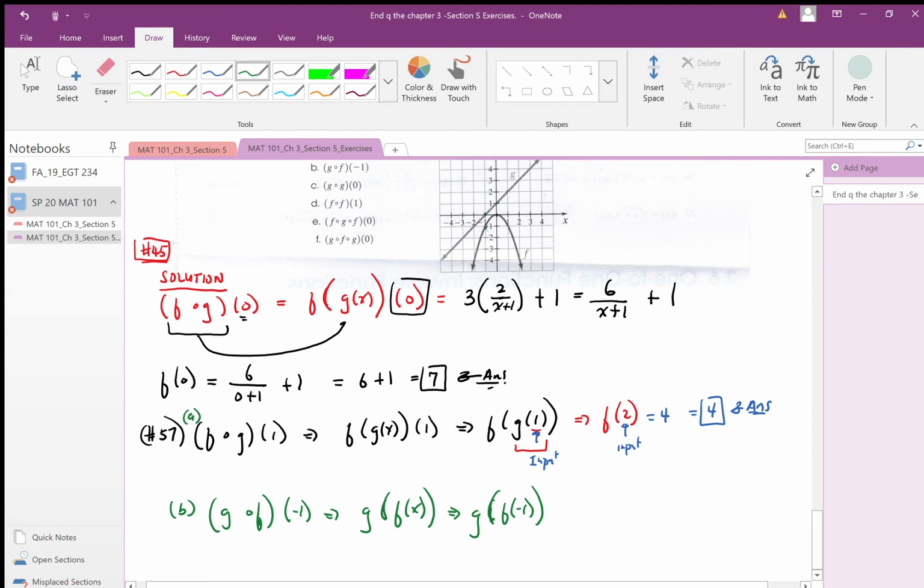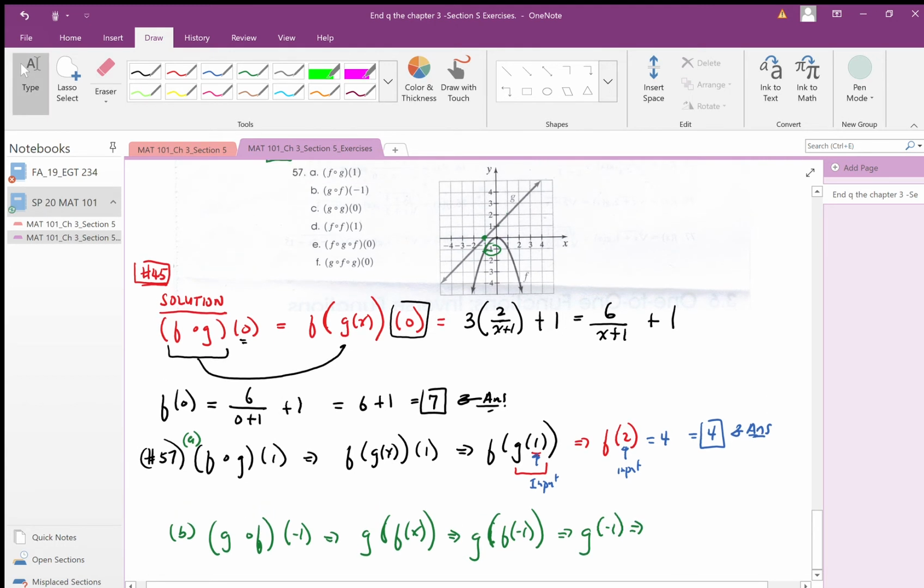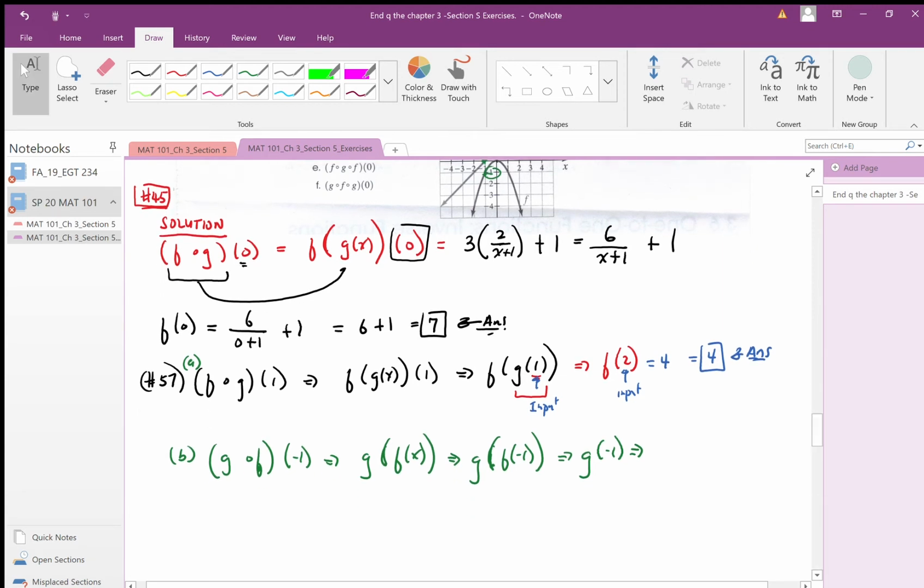So my f is -1. I'm right here. I'll come down. My y value is going to be -1. It's going to be G of -1. Well, when I look at the G graph, I'm at -1, and the y value is going to be 0. Okay, and that's my answer here.